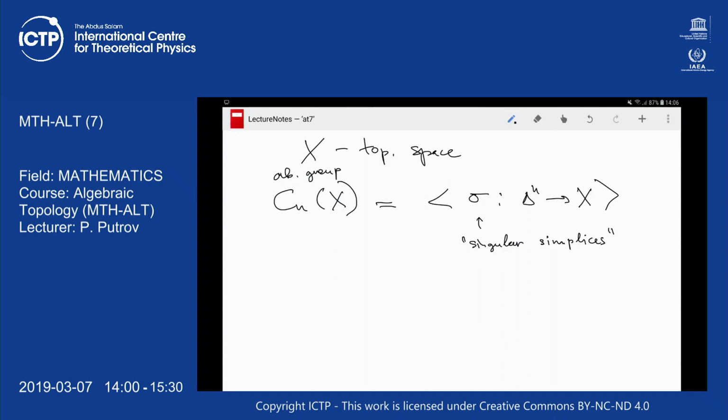In X. This is because the image of this simplex can be quite weird, since we don't have any condition that the map is injective or anything like that. In particular, you can map a tetrahedron to, for example, just an interval. That's why these maps are referred to as singular simplices inside X. Well, this is just terminology.